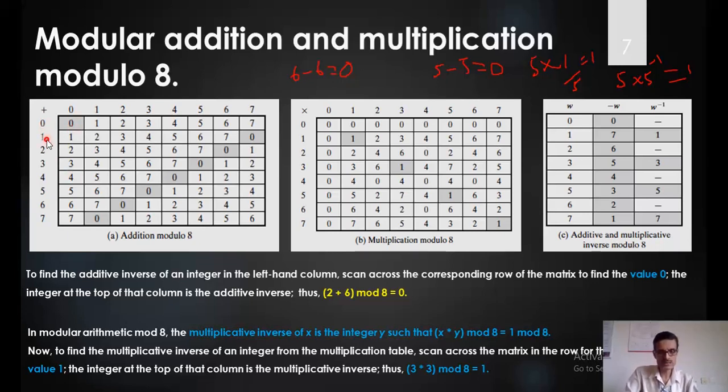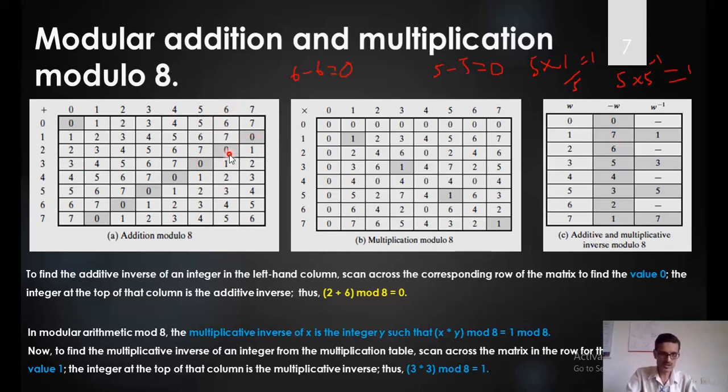Now for 1, just go row wise and check where the number 0 is. Here the number is 0. The respective column number will give you the additive inverse of 1, that is 7 in this case. So for 1, the additive inverse is 7. Okay, because 1 plus 7 mod 8 is 0.